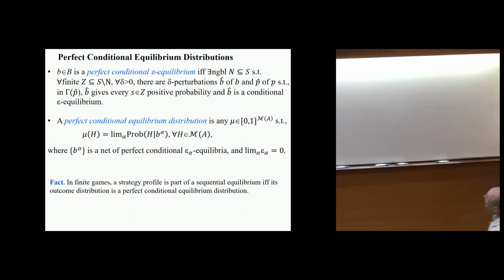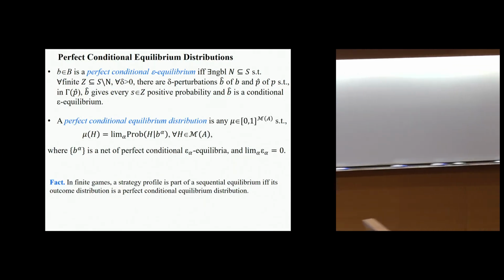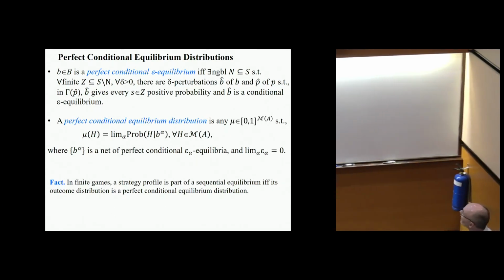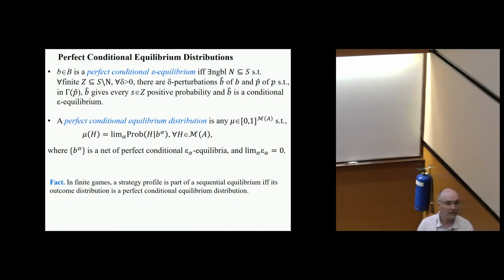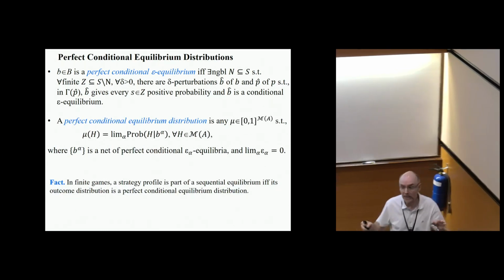But in finite games, now this is exact, a strategy profile is part of a sequential equilibrium if and only if its outcome distribution is a perfect conditional equilibrium distribution. So this concept, perfect conditional equilibrium distribution, generalizes the notion of a sequential equilibrium distribution to infinite games.